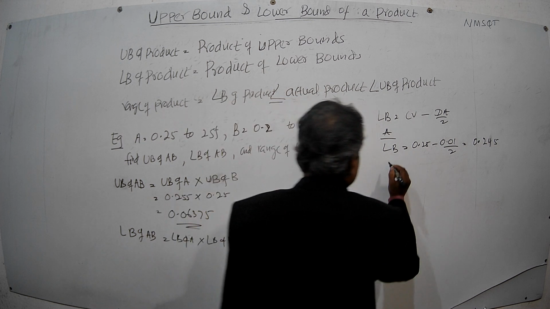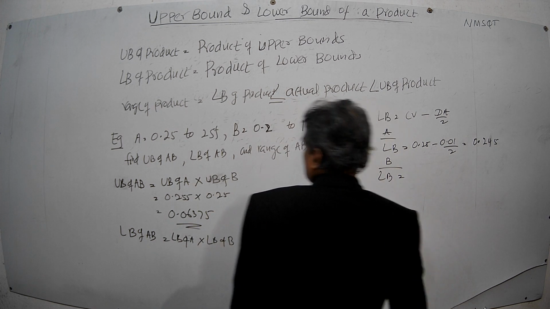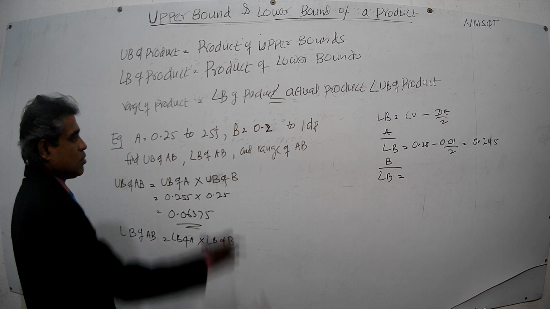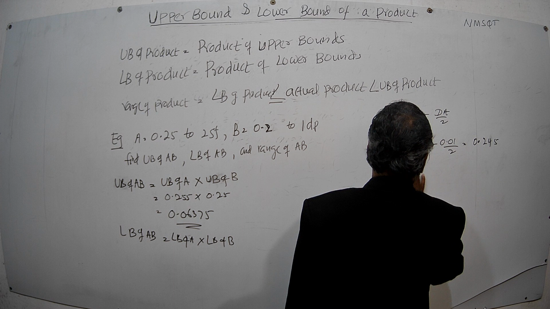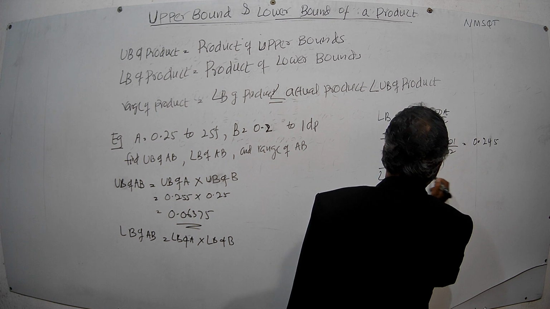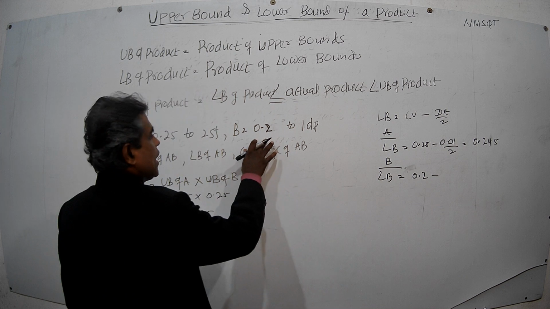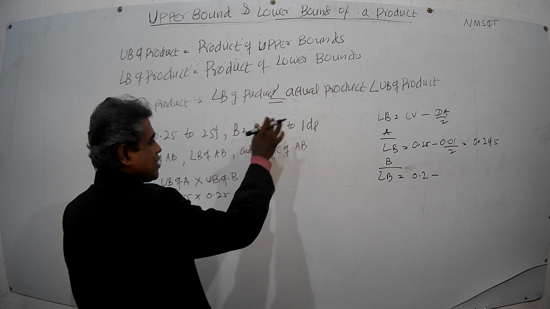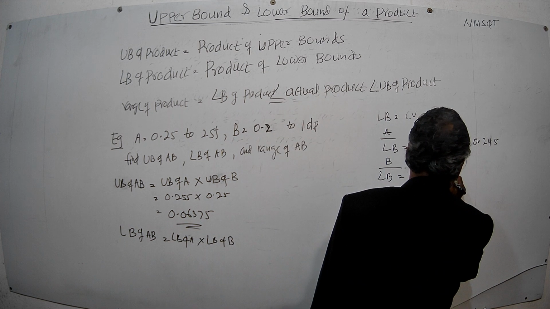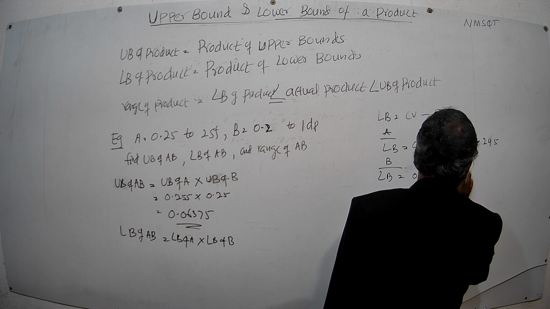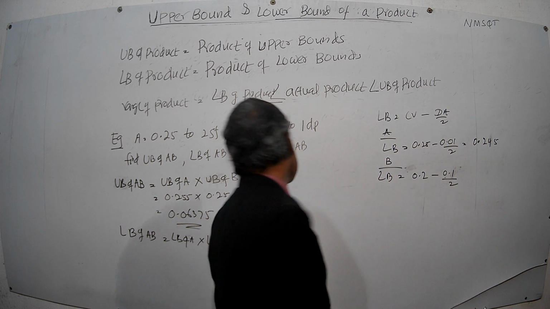Then the lower bound of B. The lower bound equals the corrected value of B, which is 0.2, minus the degree of accuracy. The corrected value is to the first decimal place, so the degree of accuracy is 0.1, and 0.1 divided by 2 is the amount we deduct.